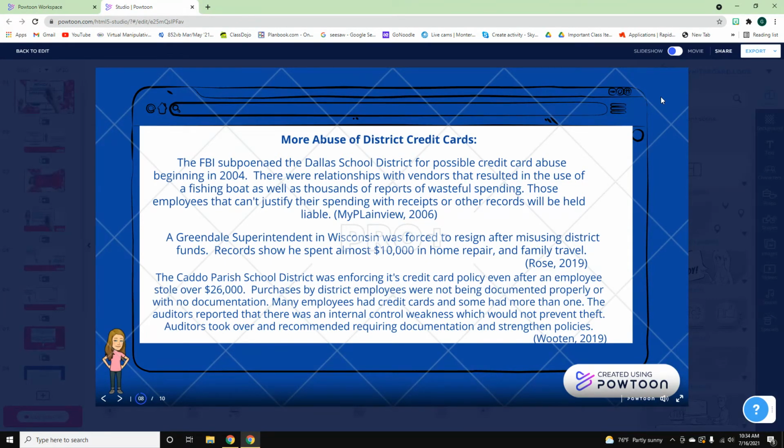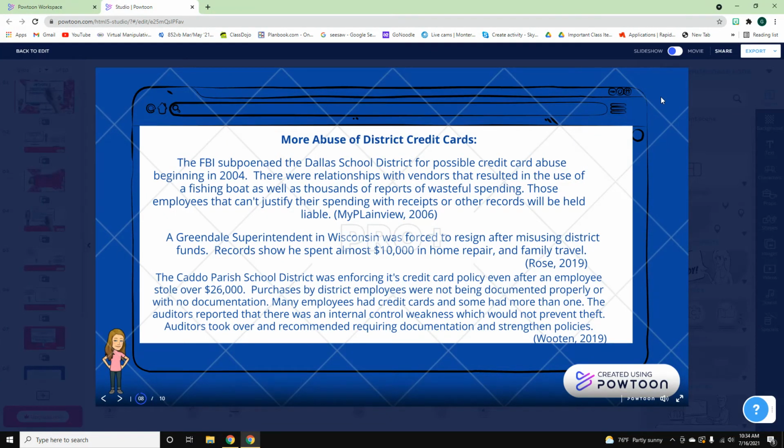A Greendale superintendent in Wisconsin was forced to resign after misusing district funds. Records show he spent almost $10,000 on home repairs and family travel. And the Caddo Parish School District was not enforcing its credit card policy even after an employee stole over $26,000.